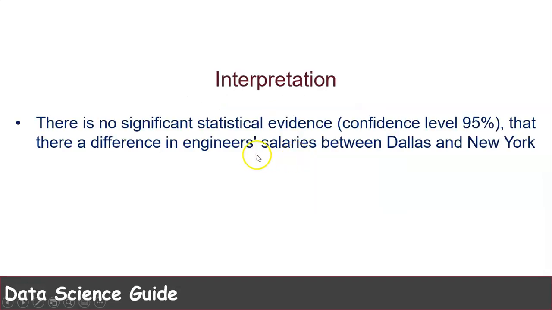So the interpretation here is there is no significant statistical evidence at confidence level 95% that there is a difference in engineer salaries between Dallas and New York City.